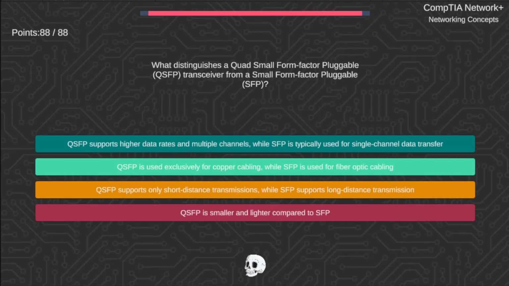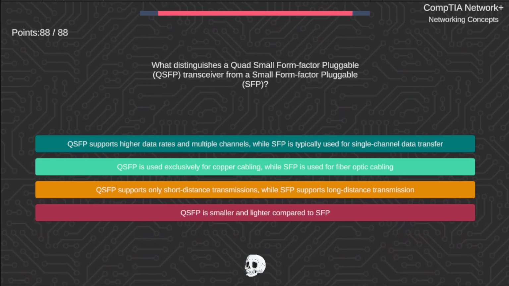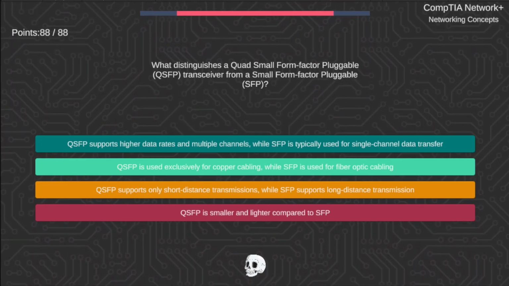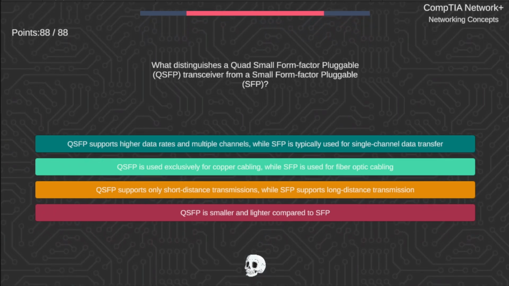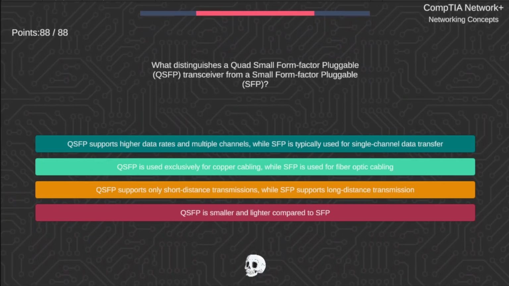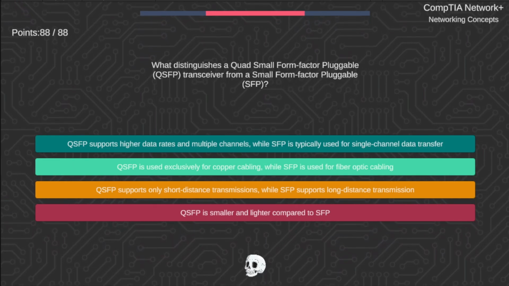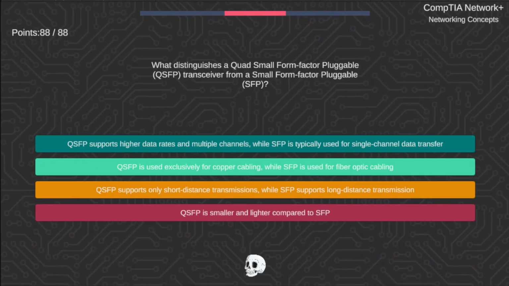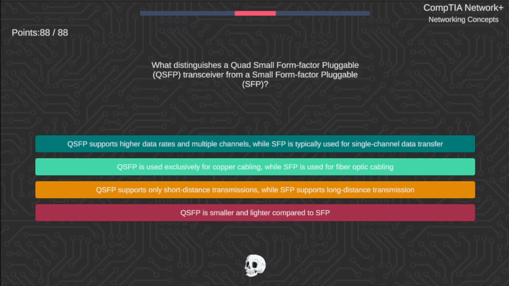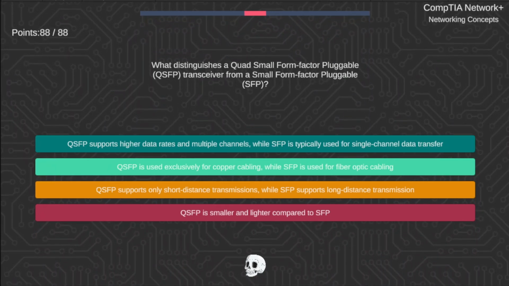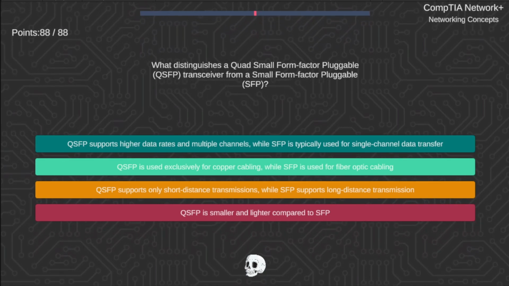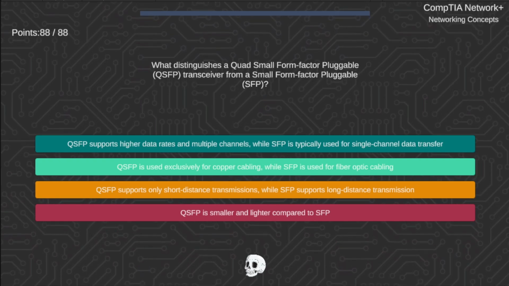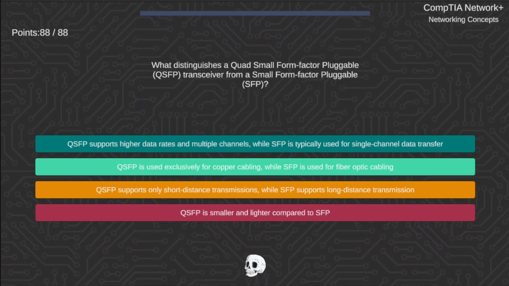What distinguishes a quad small form factor pluggable QSFP transceiver from a small form factor pluggable SFP? QSFP supports higher data rates and multiple channels, while SFP is typically used for single channel data transfer. QSFP is used exclusively for copper cabling, while SFP is used for fiber optic cabling. QSFP supports only short-distance transmissions, while SFP supports long-distance transmission, or QSFP is smaller and lighter compared to SFP. Which distinguishes one from the other?